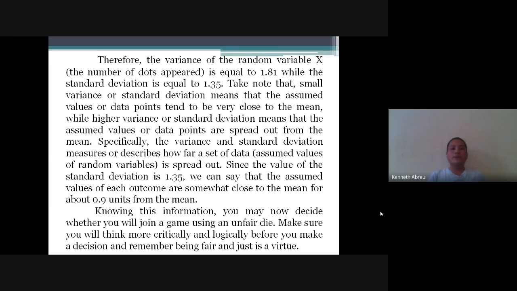Since the value of the standard deviation is 1.35, we can say that the assumed values of each outcome are somewhat close to the mean, for about 1.35 units from the mean. Okay? So knowing this information, you may now decide whether you will join a game using an unfair die. Make sure you will think more critically and logically before you make a decision, and remember, being fair and just is a virtue.